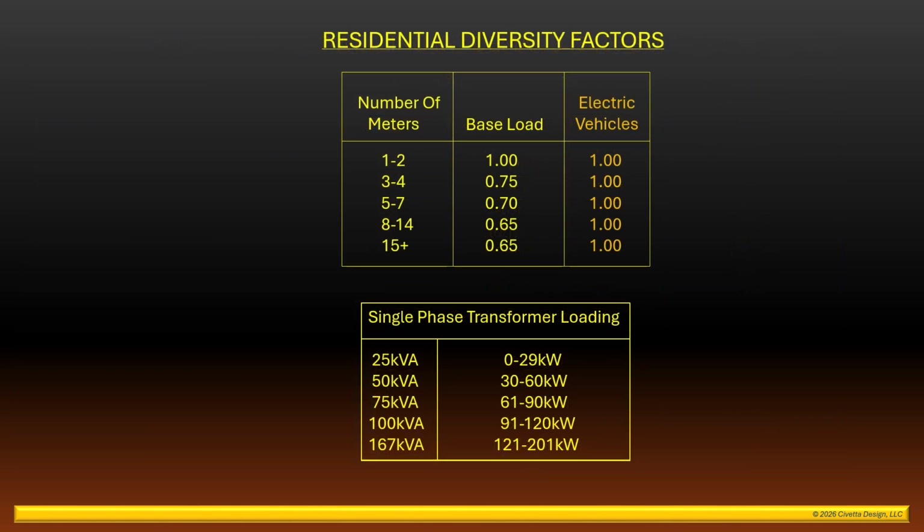So our 5,000 square foot custom home has an estimated load of 49.5 kilowatts. And since we're installing the transformer to serve only this customer, the diversity factors are 1.0 for both the base load and the EV charging. So our total load doesn't change. And for that, we need a 50 kVA transformer.